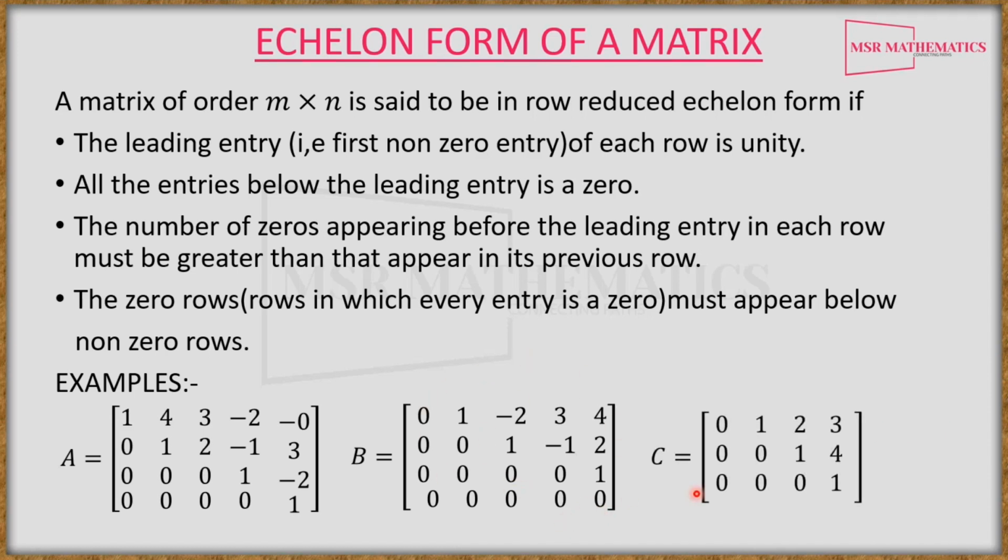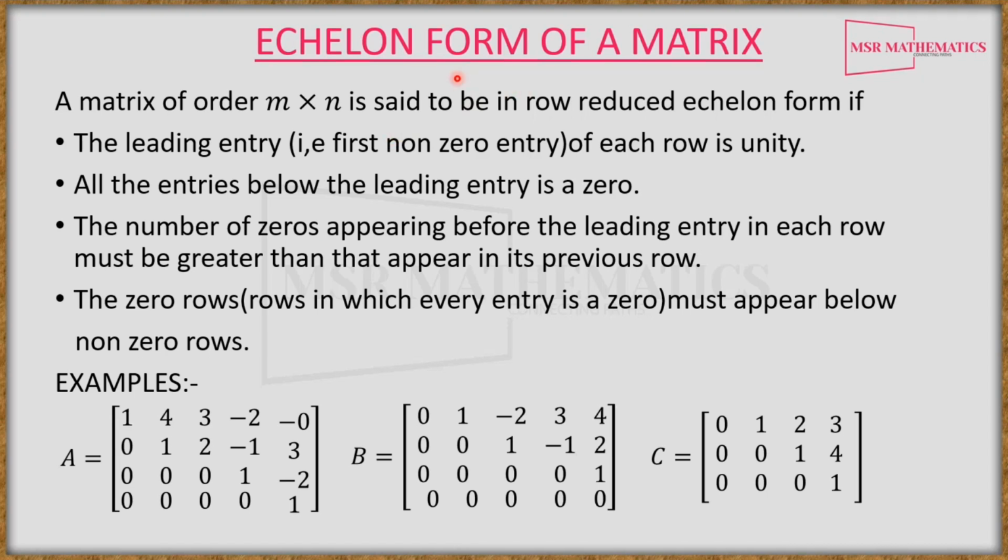We can take another example. Here this is a 3 cross 4 matrix. So this also satisfies row reduced echelon form. To obtain a matrix in row reduced echelon form, all these conditions must be satisfied. So this is about the echelon form of a matrix.